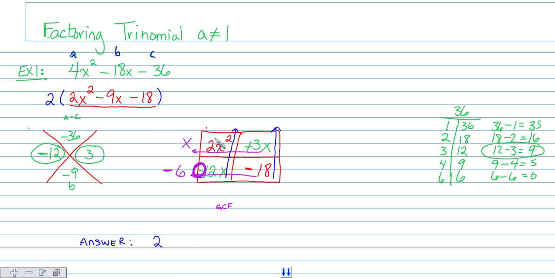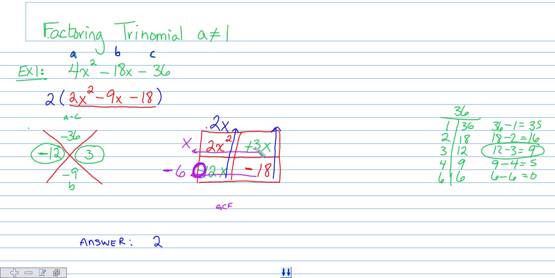So now we're going to go to the top. What goes into both 2 and 12? Or what number will multiply to give you a 2 and multiply to give you 12? And that's a 2. Do they both have an X? Yes, so you write it. And then 1 is the lowest exponent that they both have. So that's the one that we're going to take.